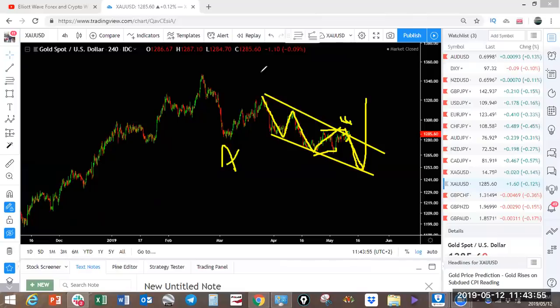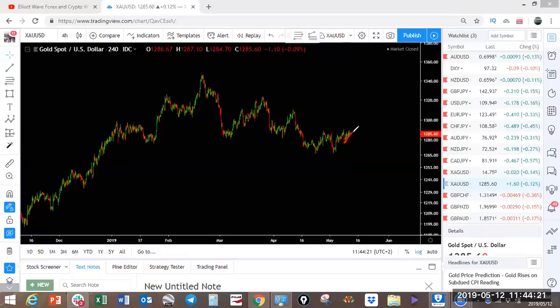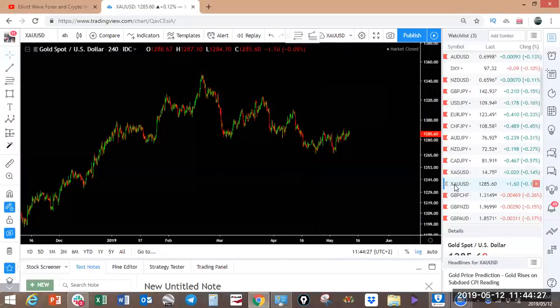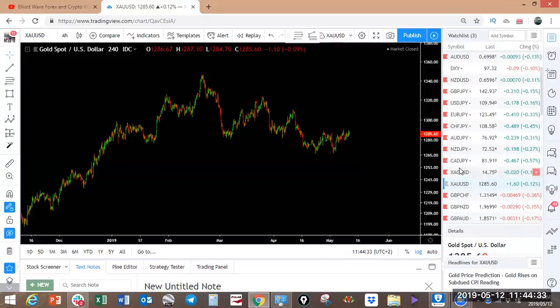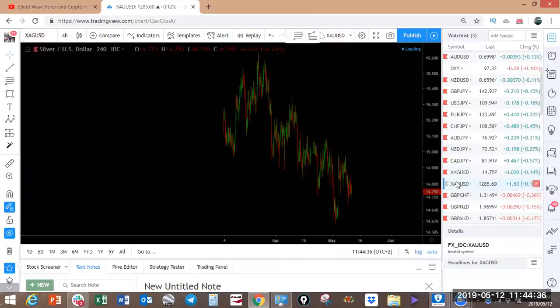Then that will make an A, B, and a C, which has got an ending diagonal 1, 2, 3, 4, 5. 1, 2, 3. This 4 is actually in red, and a 5. Let's switch off here. Let's just clean it up there, and that's what we're going to be looking at. Okay, that's silver. So anticipate the possibility for this one to make one more down to complete the diagonal. Similar with gold. Let's look at gold.